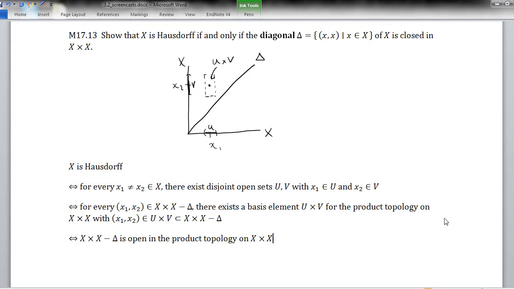All right. Well, the complement of the diagonal being open is, of course, equivalent to the diagonal itself being closed in that same product space. All right. So we're done. We've shown that X is Hausdorff if and only if its diagonal is closed in the product X times X.